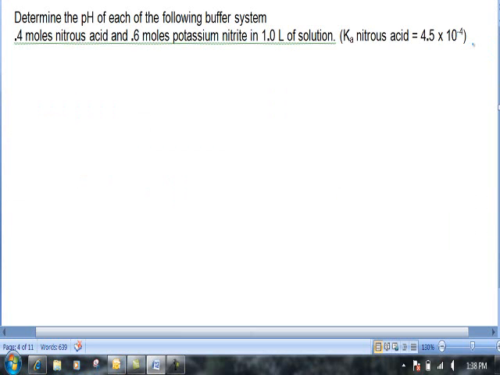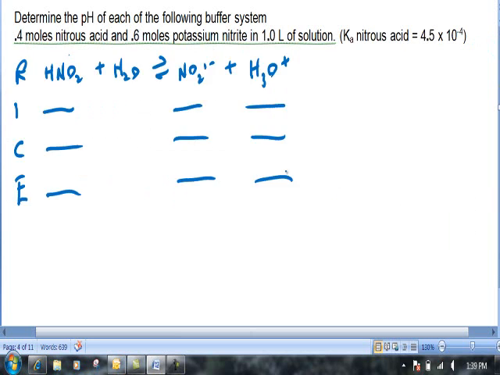Let's do a quick calculation. This is one where we're given a mixture of weak acid and salt. We want to know what's the pH of this buffer. What we're given in the problem, we have 0.4 moles of nitrous acid in 1 liter of solution, so we know our nitrous acid is 0.40 molar. We also know that we have 0.6 moles of potassium nitrite also in 1 liter of solution. So our initial concentration of potassium nitrite is 0.60 molar.